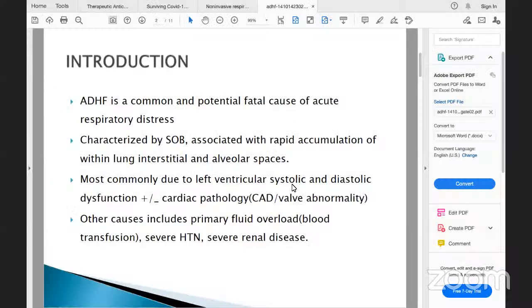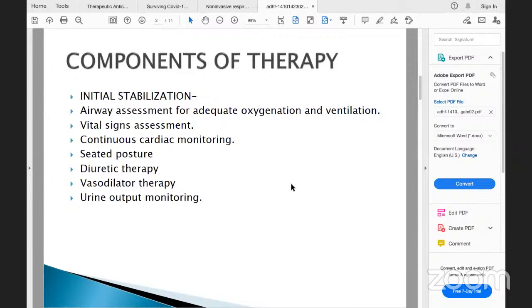Kidney disease patients, and severe hypertensive crisis. What are the components of therapy? It includes initial stabilization, which includes airway assessment for adequate oxygenation and ventilation. In this, the most important part is using non-invasive ventilation, which is BiPAP support. It is very helpful in managing patients with acute decompensated heart failure who have decreased oxygenation.